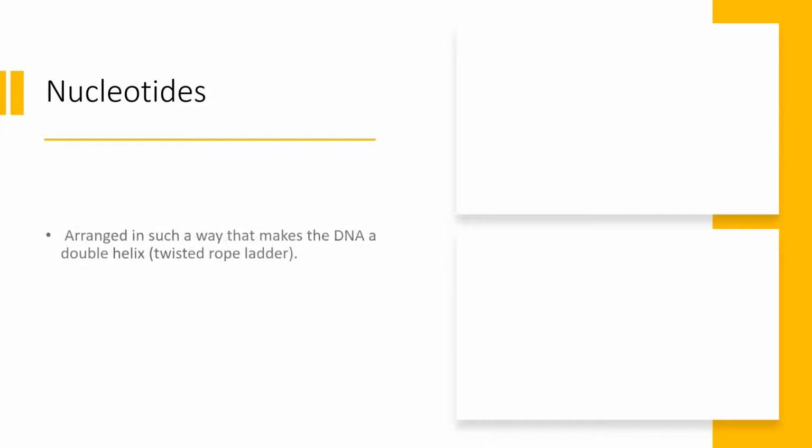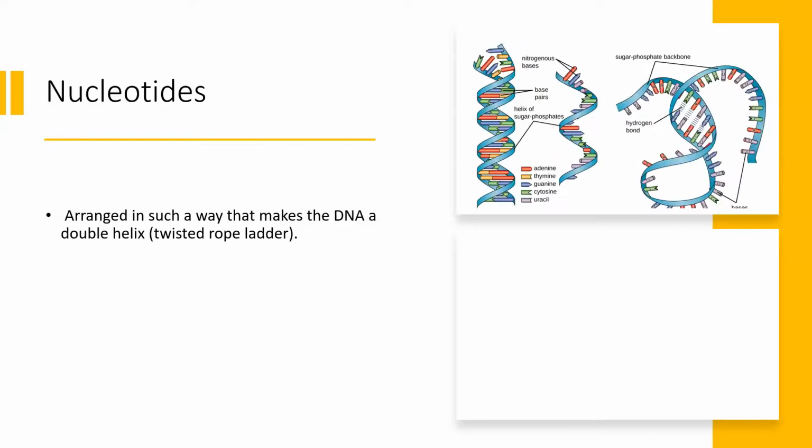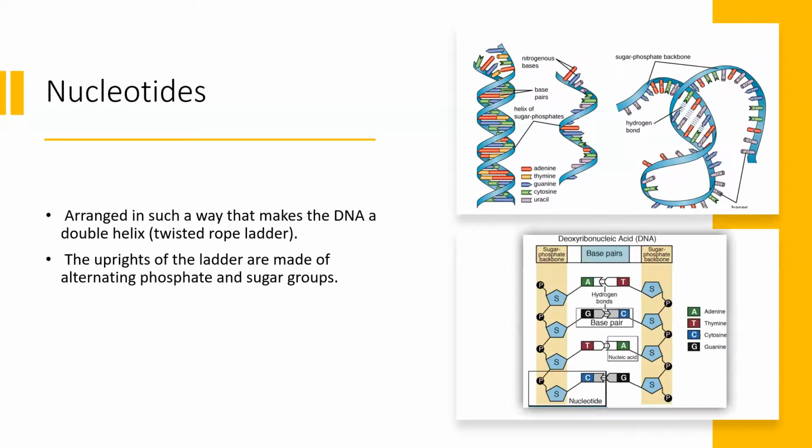So nucleotides are arranged in such a way that they make that double helix, that twisted rope ladder. Okay, and here we've got a diagram of that twisted rope ladder, and you can see those different colours along it being those different bases that pair together. And these are actually the names of the bases. Now the uprights of the ladder, as we said, are made of those phosphate sugar groups. Here we've got the phosphate and the sugar of the first nucleotide, the phosphate and the sugar of the second nucleotide, and the phosphate and the sugar of the third nucleotide.